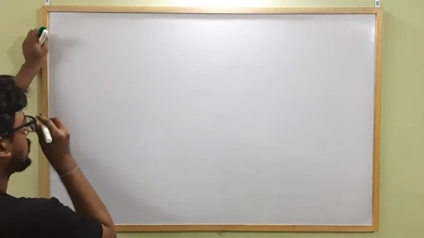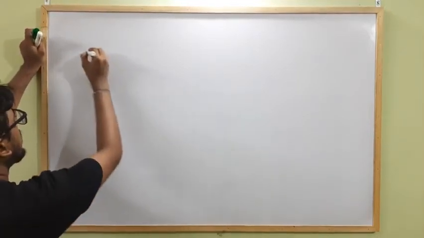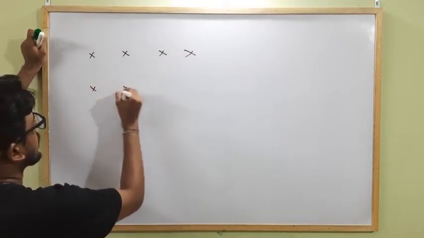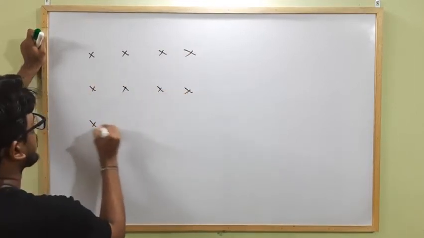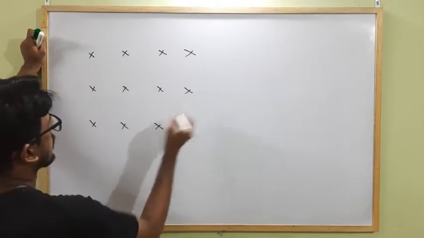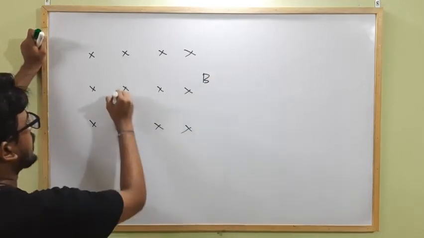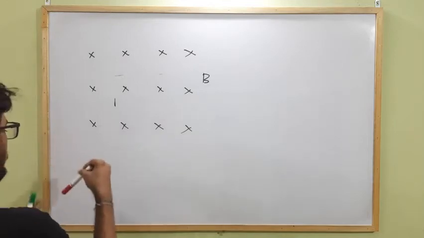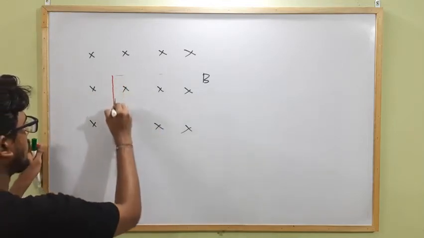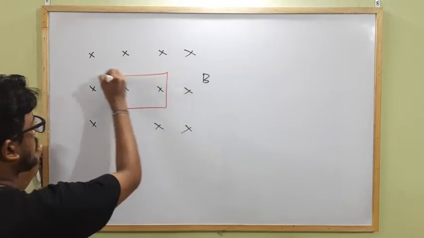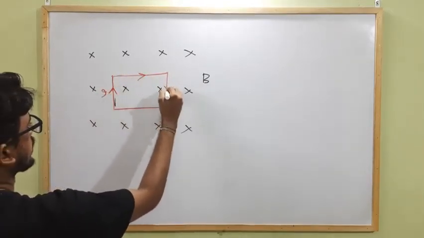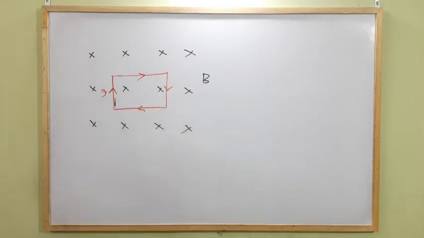So now consider another example. Here there is a magnetic field of strength B acting into the plane, and there is a current carrying loop carrying current I along this direction. What is the force acting on this?